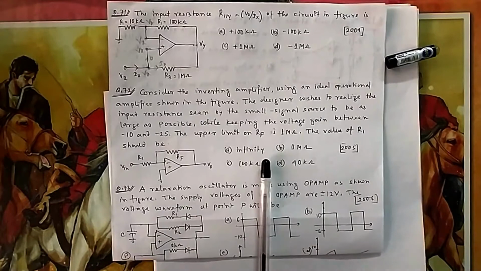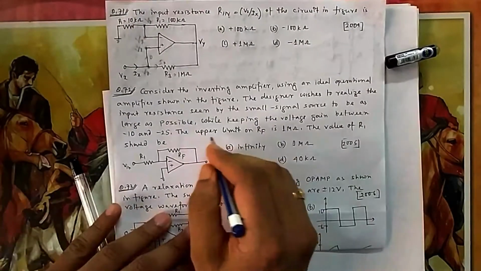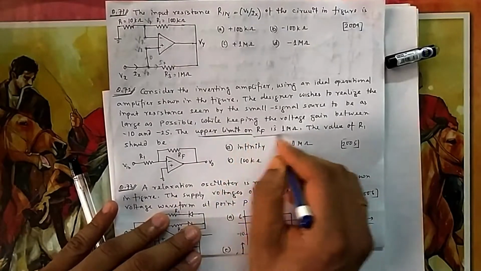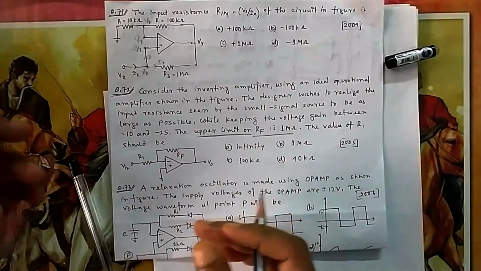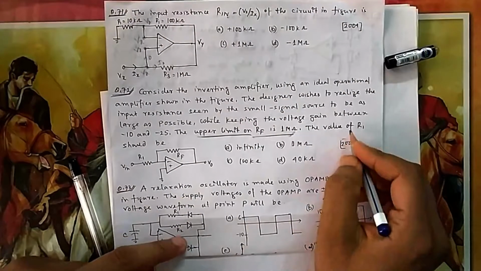The upper limit of RF is given. That means RF can vary and can come down, but it cannot go beyond 1 mega. What should be the value of R1?